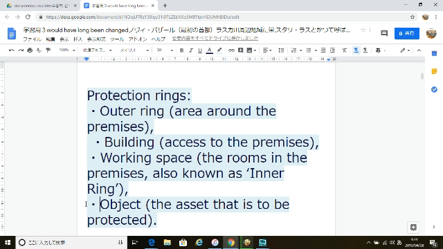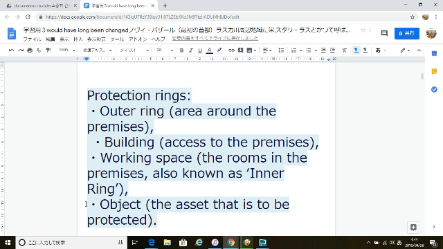The computer room is protected by a pass reader. Only the system management department has a pass. What type of security measure is this? A physical security measure. Correct. This is a physical security measure.